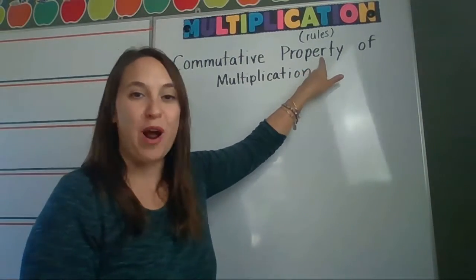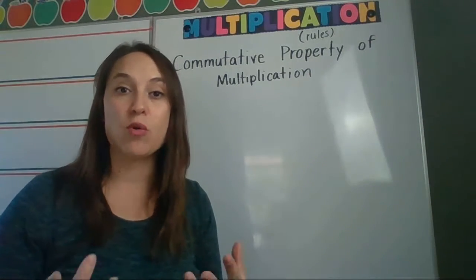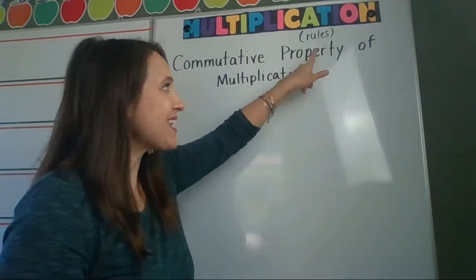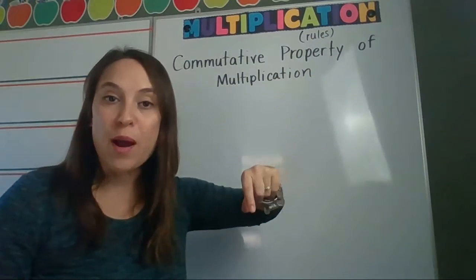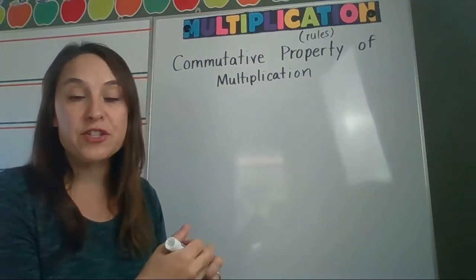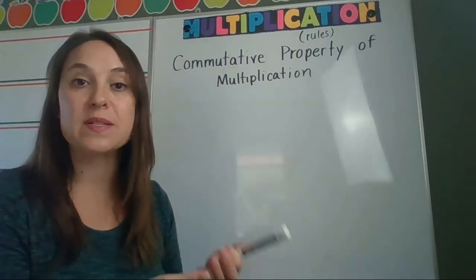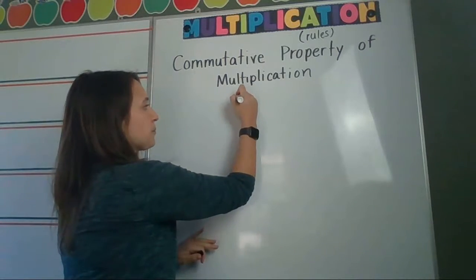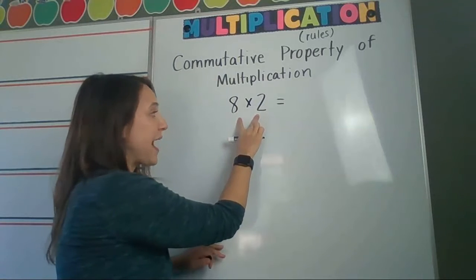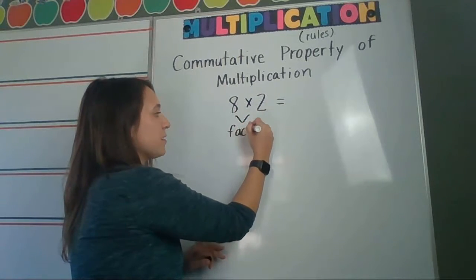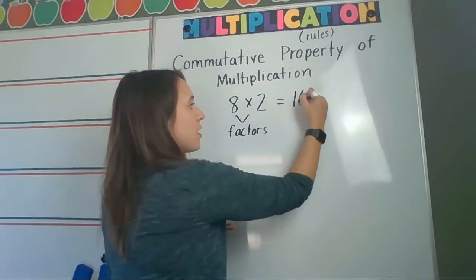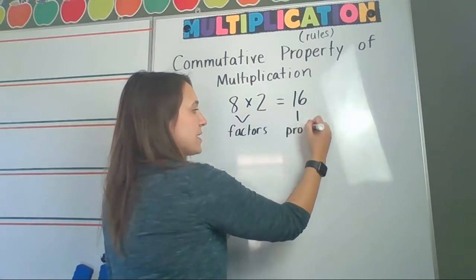Whenever I think of the word property, I think of maybe ownership, you owning something, or property outside your house, your yard. But in this case, it means a rule. The commutative property of multiplication states that I can change the order of the factors in a multiplication problem and I would still get the same product. Just to review, my two numbers that I'm multiplying together are called factors. Remember my trick? Two factories produce products, and that would be your answer in your multiplication sentence.